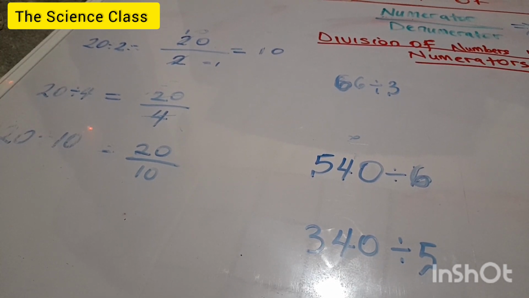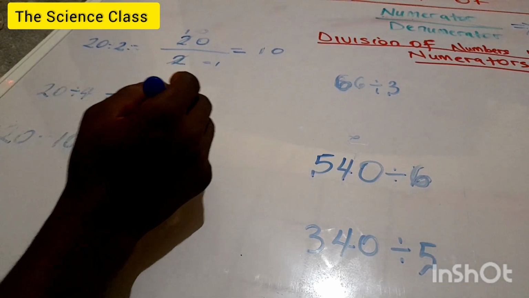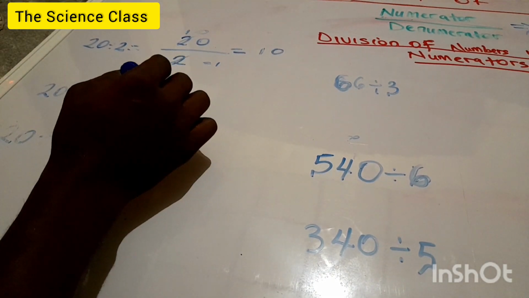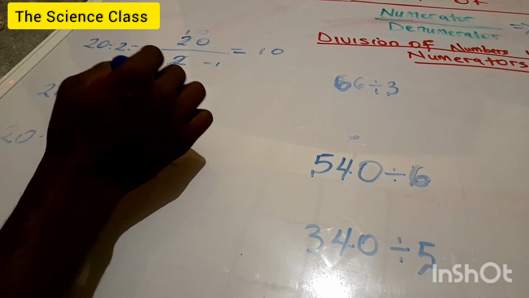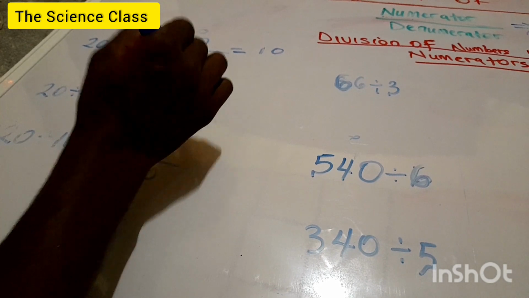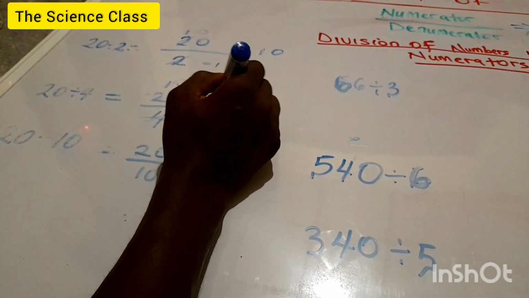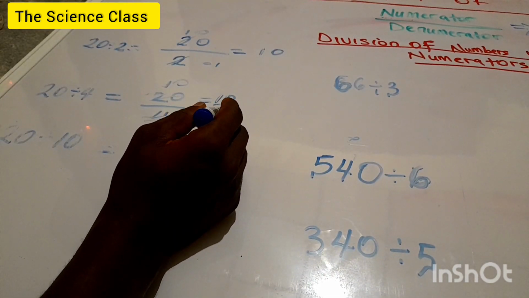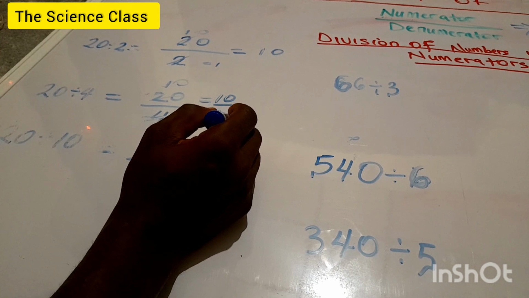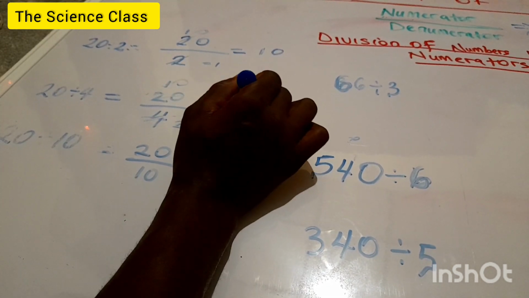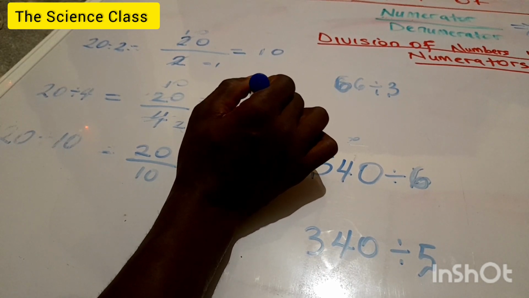But we can also break it down by saying 4 divided by 2 gives us 2. 20 divided by 2 is 10, so we have 10 divided by 2. Now 2 in 2 gives us 1. 2 in 10 gives us 5. So the answer is 5.